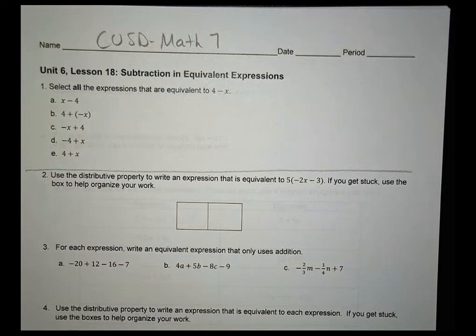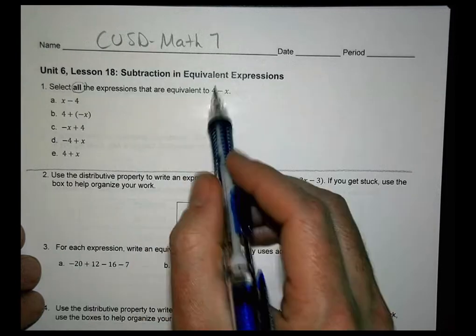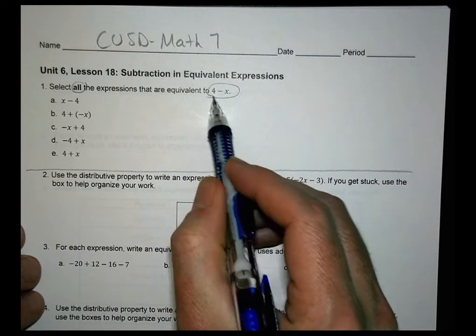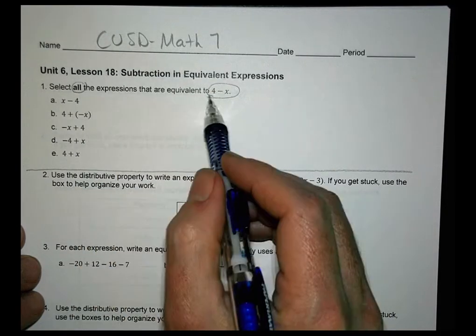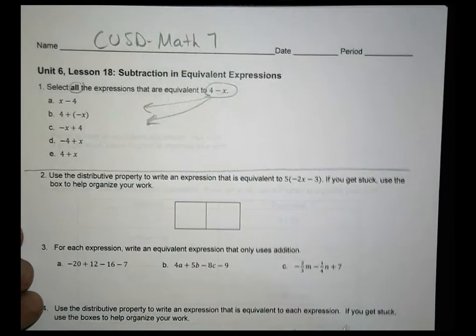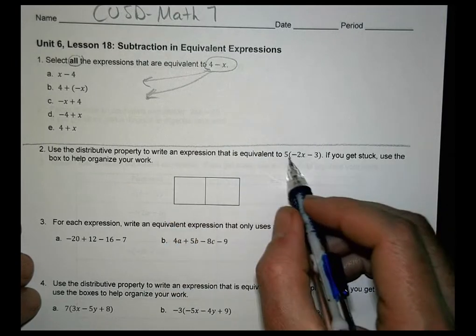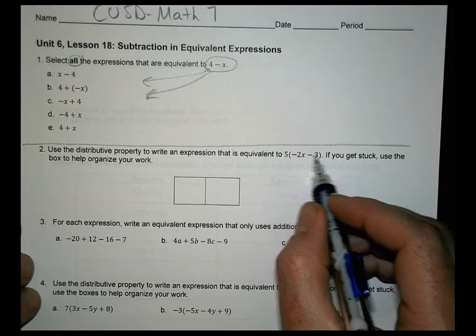All right, Math 7, Unit 6, Lesson 18, Subtraction in Equivalent Expressions. All right, so again, the first one's for you to do, cool down for today. It says select all the expressions that are equivalent to 4 minus x. So there are different ways of writing the 4 minus x, and so you need to pick out which ones are equivalent.